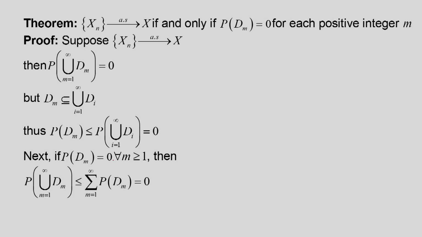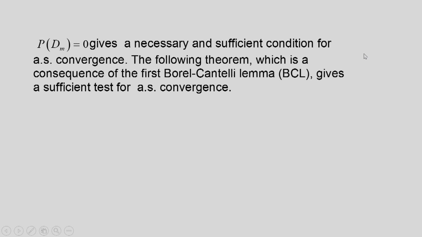So that way, if Xn converges almost surely to X, then the probability of Dm must be equal to 0. Now next, if the probability of Dm is equal to 0 for all m greater than or equal to 1, then the probability of the union of Dm is less than or equal to the sum of the corresponding probabilities. This inequality we proved earlier. I know that each of these probabilities is equal to 0, therefore the probability of this union will be equal to 0. So that way we have proved that Xn converges to X if and only if the probability of Dm is equal to 0 for each positive integer m. This is an if and only if condition. The probability of Dm being equal to 0 gives a necessary and sufficient condition for almost sure convergence. So we can find out this probability to prove almost sure convergence.